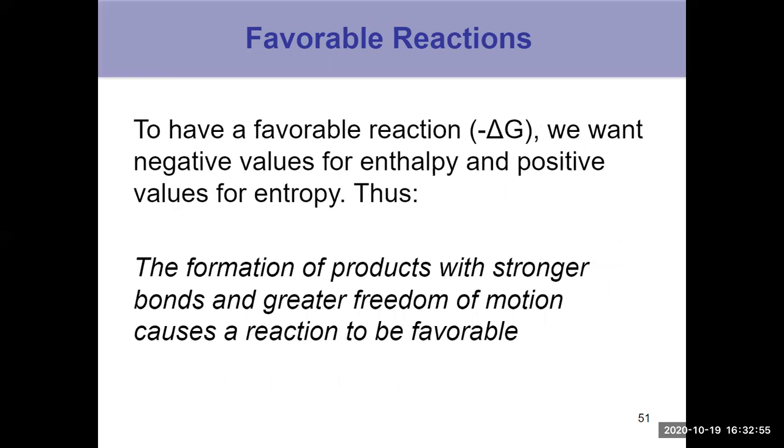For a favorable reaction, delta G equals delta H minus T delta S. If I want a negative delta G overall, that means I want a negative value for enthalpy, being exothermic, and a positive value for entropy. So if I were to write that in the form of words, I would say the formation of products with stronger bonds and a greater freedom of motion causes a reaction to be favorable. Stronger bonds to get the negative value for enthalpy, greater freedom of motion for the positive entropy.